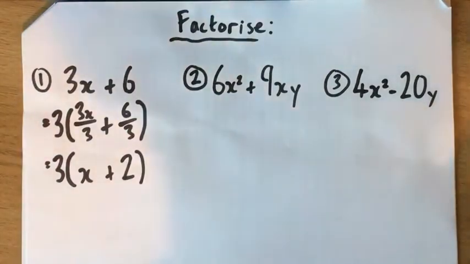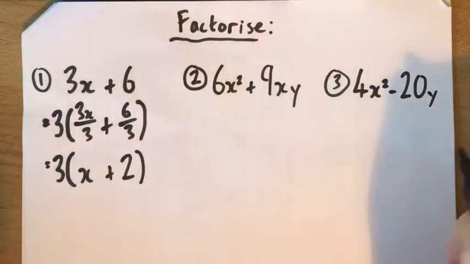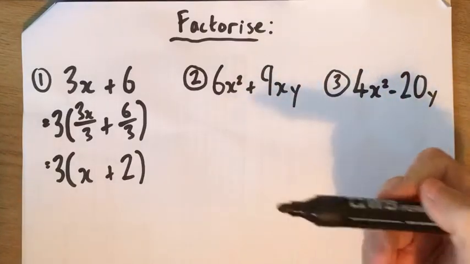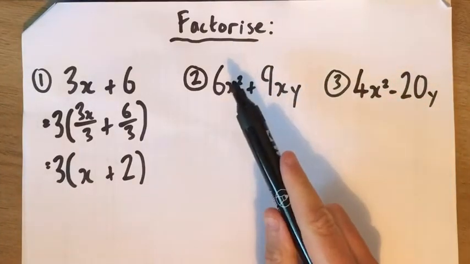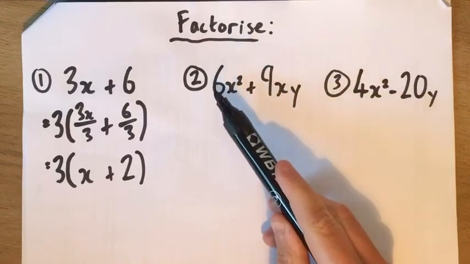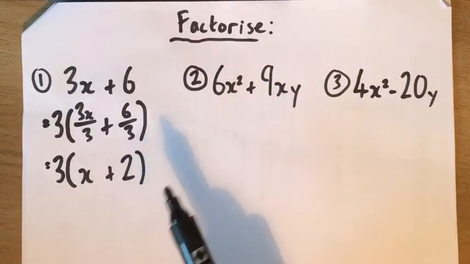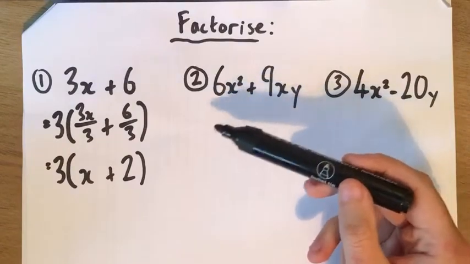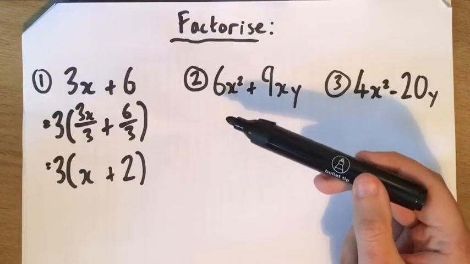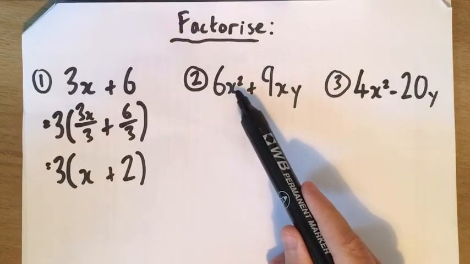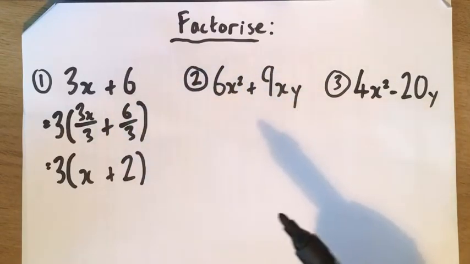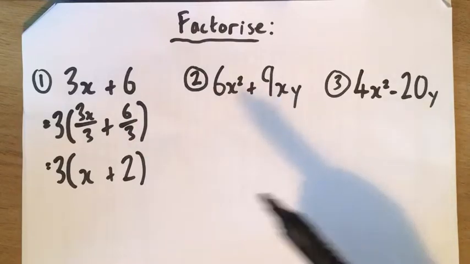Next example then, 6x squared plus 9xy. Again, I'm looking for what divides into both. So it's 3 again: 3 divides into 6 and 3 divides into 9. But you also need to check if there's any letters common to both, any letters which will divide into both of them. I've got an x squared here and an x here. So I can also take x outside that bracket. So x is also a factor.